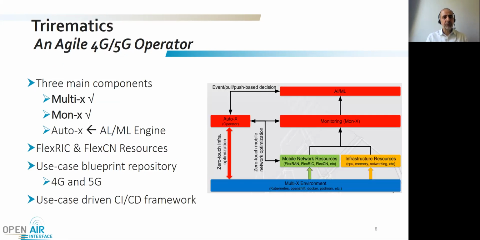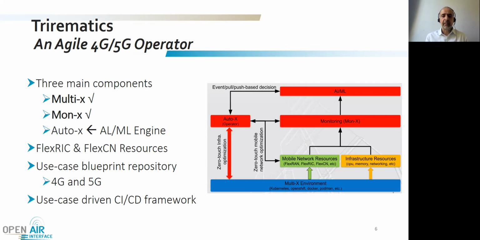The last platform, Triaromatix, is designed to provide an agile 4G 5G operator. It consists of three main components: Multi-X in blue, the layer that supports different container technology ranging from Docker to Podman and others. It also supports multi-version and multi-vendor scenarios.